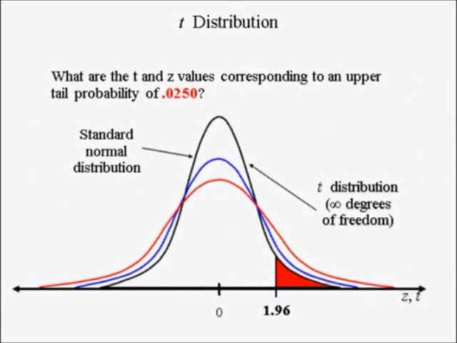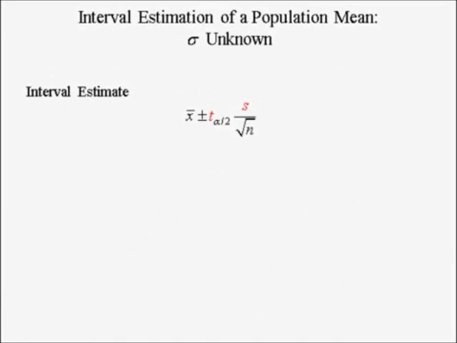The probability that t is greater than 1.96 equals 0.0250 when the degrees of freedom is infinite. If sigma is known, the probability that z is greater than 1.96 equals 0.025 as well. The interval estimate when sigma is unknown is equal to the sample mean x bar plus or minus the estimated margin of error, which is the product of the t-value and the estimated standard error.